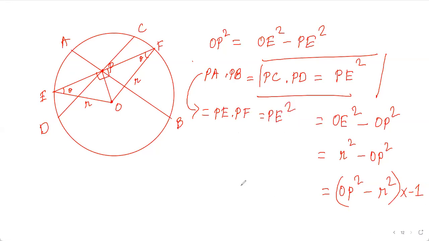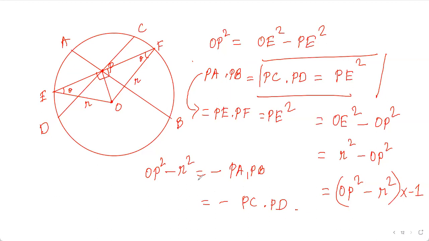So what we get is basically the power of a point, that is OP square minus R square, is equal to negative of PA times PB or negative of PC times PD. So any chord will do. So when the point lies inside the circle, the power of the point is negative. Okay.